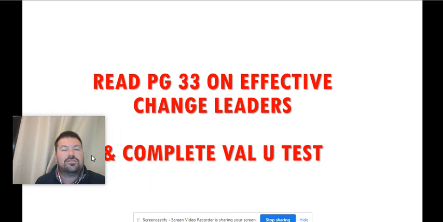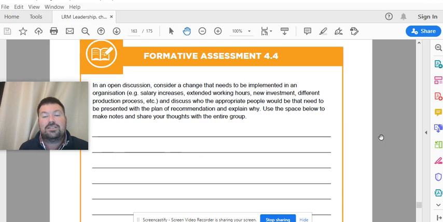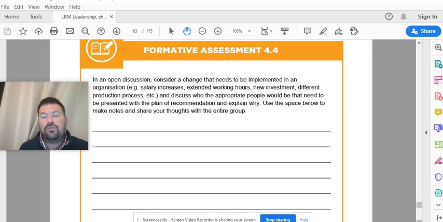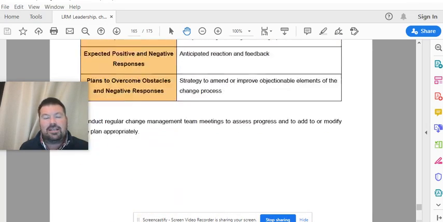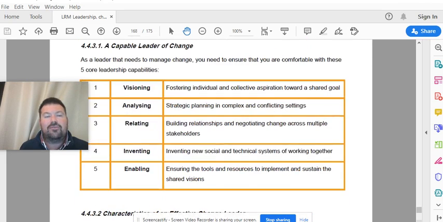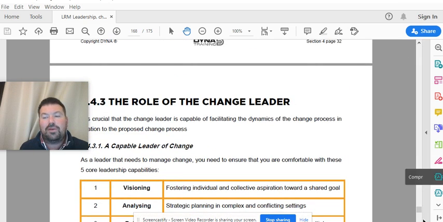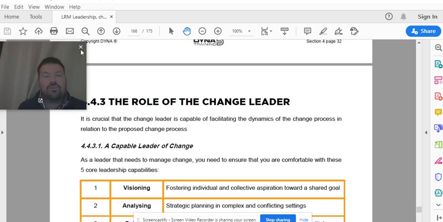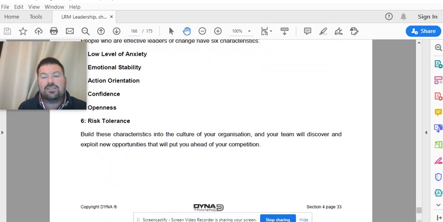Now, what I would want you to do is please go to page 33 in section number 4. Okay, so page 33 in section 4, and you're going to read about successful change managers. Okay, so there are certain leaders that really do well when it comes to leading change. And so take a look on page 33. And it says there the role of a change leader and what a change leader does, and the characteristics of an effective change leader. So that's on section 4, page 33. Please make sure that you read that.